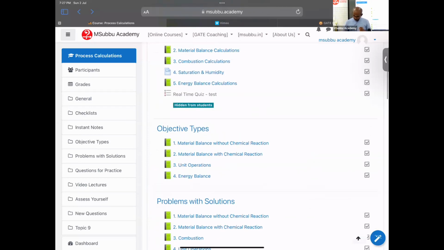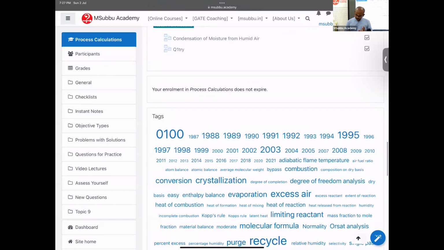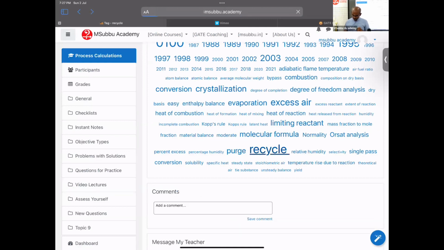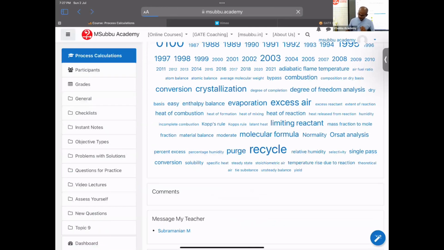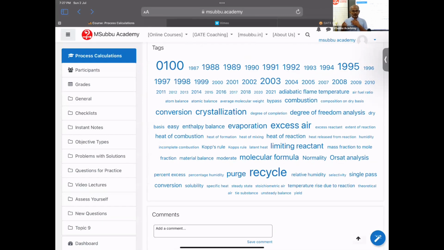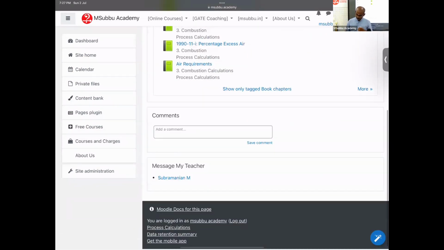You can also go to a specific topic of questions. That is, for crystallization, what are the problems available? These are all based on the tags. Or, how about problems on recycle? Again, the size of the tags gives an idea about how often that topic is asked. For example, the recycle problems are quite common. That's why recycle is large, and also excess air. I could see these many problems of this kind.